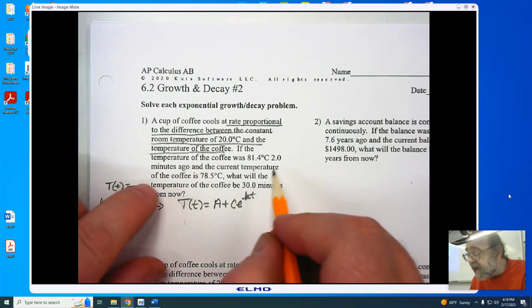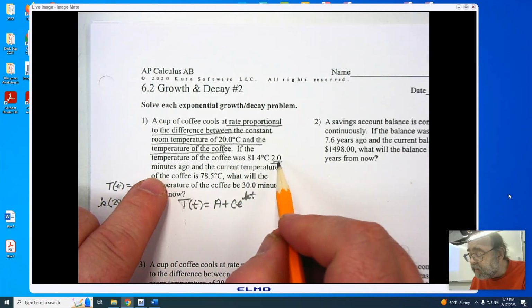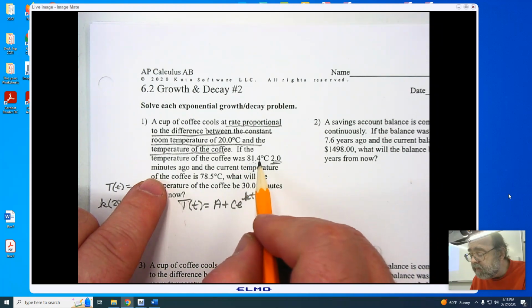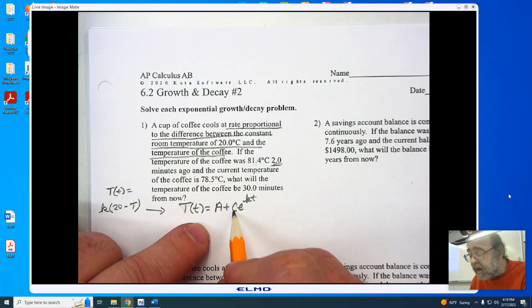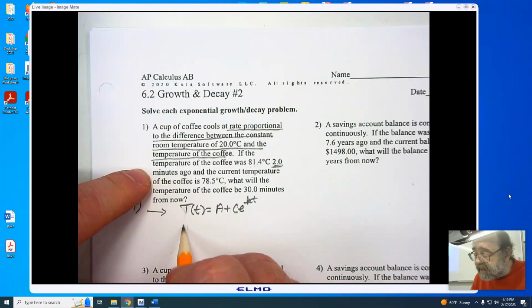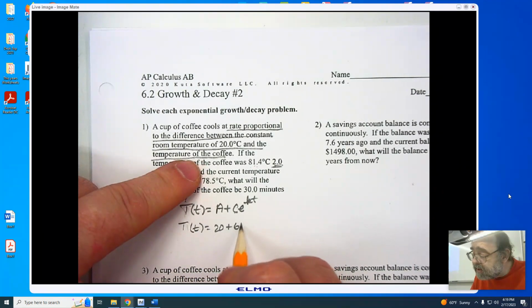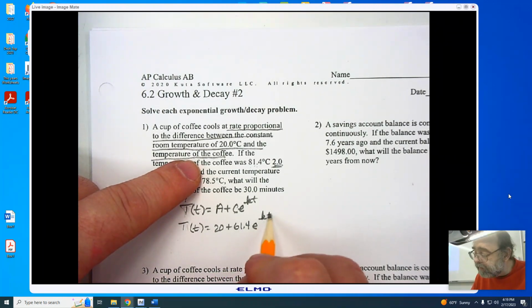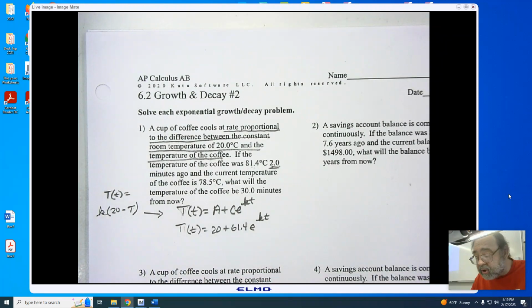What we do know is that at time 0, so that was 2 minutes ago, our temperature was 81.4 degrees, which is a combination of the ambient temperature and our constant. That means that if our ambient temperature is the 20 degrees, then we have to have an additional 61.4 degrees times e to the kt power. It is from this that we will be able to use the information and find our constant of variation.